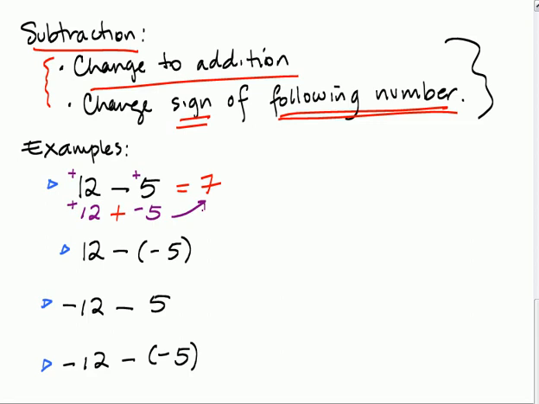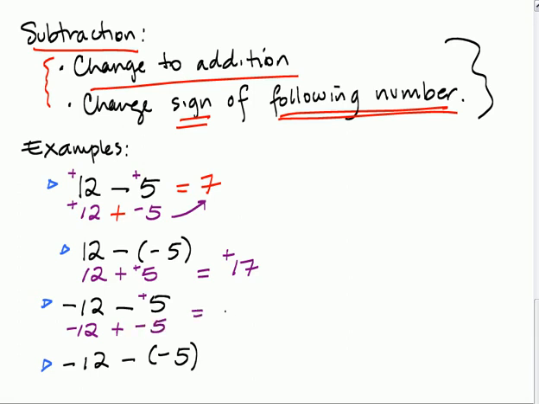In the next example, first number stays the same. Change subtraction to addition, that's one change. Change the sign of the number that follows, so that becomes a positive 5, and we would get a positive 17. Third example, negative 12 minus 5, the first number stays the same. Change subtraction to addition. Change the sign. I don't see a sign, so I'm going to put a little positive there, but we have to change that sign to a negative, and we would get a negative 17.